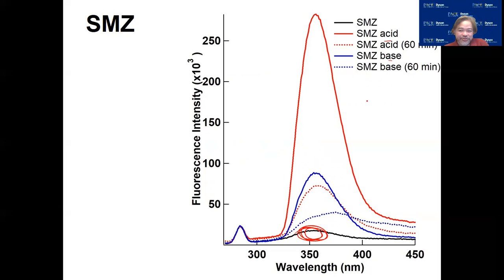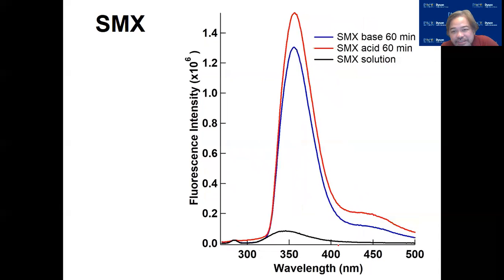So I just show you here the 60 minutes. From this acidic solution, after 60 minutes, there's a decrease in the fluorescent material. The same thing with the one that is base, although the one in the base is really pronounced because there's a shifting of the peak toward this region. So that's for the sulfamethoxine.